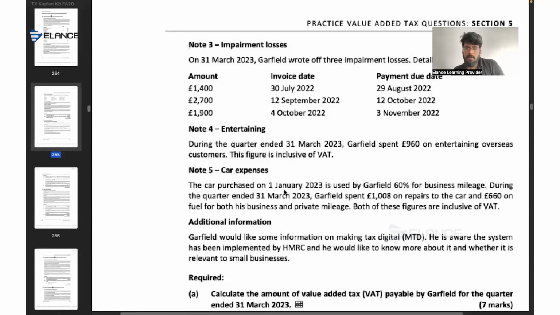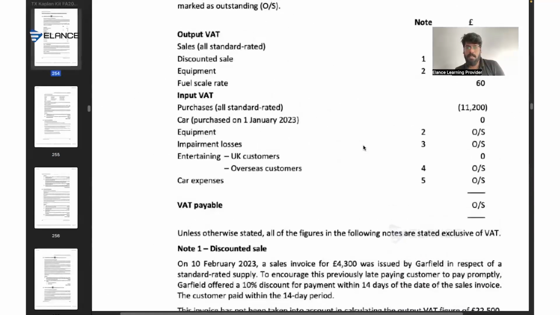The car purchased on 1st January 2023 is used by Garfield 60% for business mileage. He's only using that car 60% for the business. So there's a private use. The car had a private use. So they cannot reclaim the input VAT on purchase. Okay, that's why they have mentioned the car's input VAT is zero.